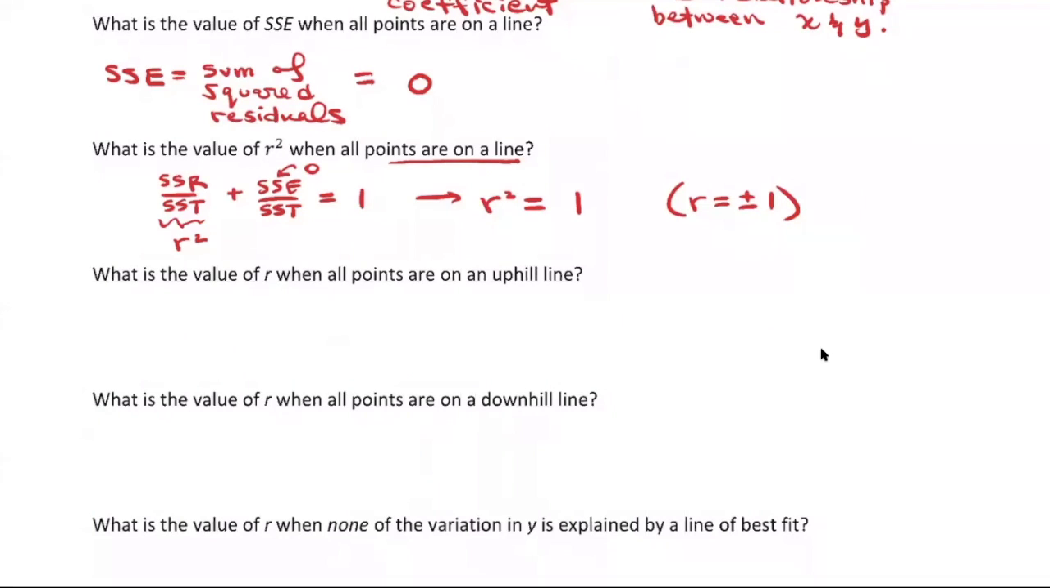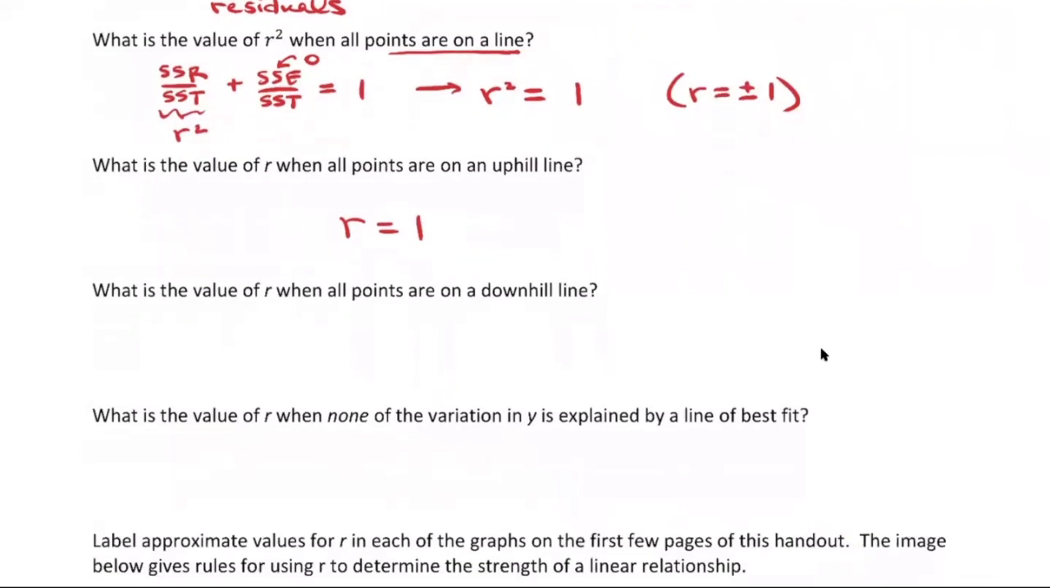Remember, r is the slope of the line. So if the line is uphill, this is the slope in the Y-X plane. So if the line goes uphill, the slope has to be positive, so r will be 1. What is the value of r when all points are on a downhill line? Negative 1, because r is the slope. So if the line goes downhill and the points are all exactly on the line, then r will be negative 1.